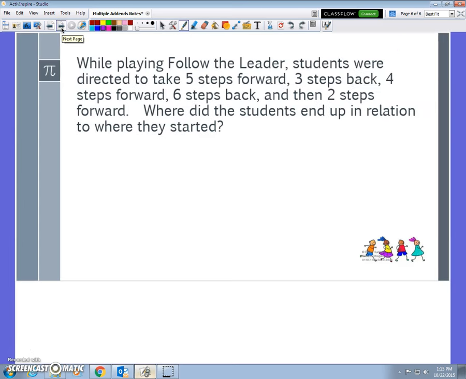It says, while playing follow the leader, students were directed to take 5 steps forward, 3 steps back, 4 steps forward, 6 steps back, and then 2 steps forward. Where did the students end up in relation to where they started? You know what? I think that this would be modeled best with a number line. So what I'm going to do is draw a number line. And there's 0.